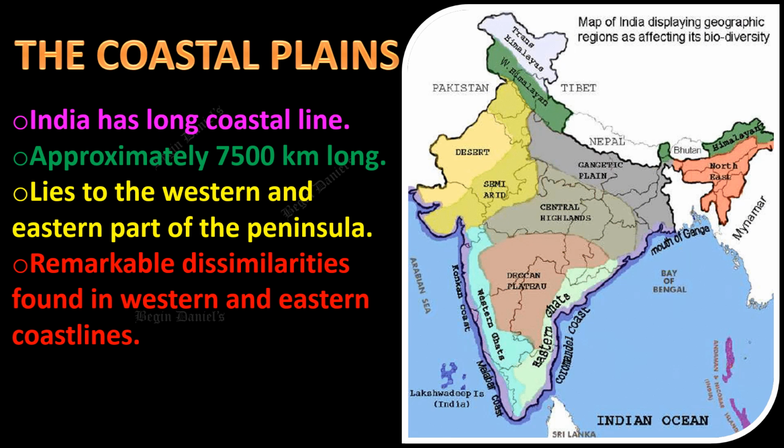The coastal plains. India has a long coastline, approximately 7,500 km long. It lies to the western and eastern part of the peninsula. Remarkable dissimilarities are found in the western and eastern coastal lines.